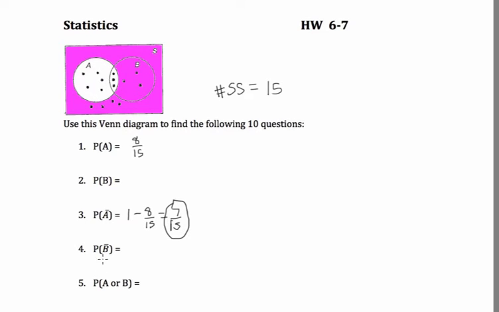Next, probability that you're not in B. Well, the probability that you're not in B is 1 minus the probability that you are in B. So 1 minus 2/5 is 3/5.